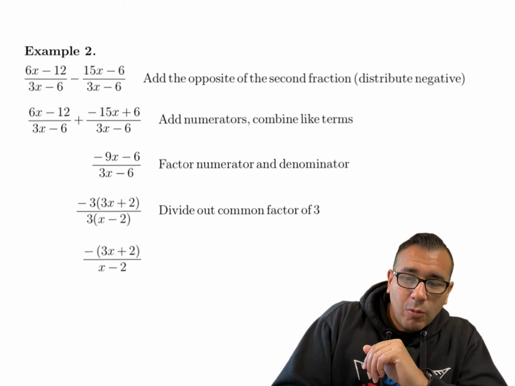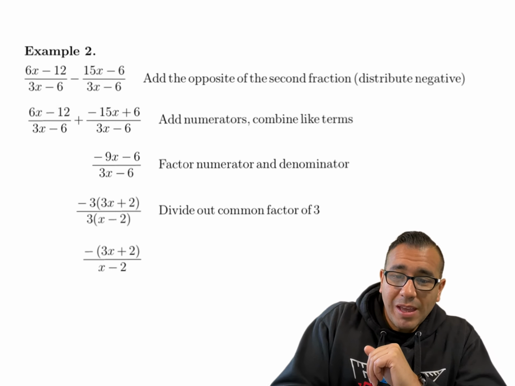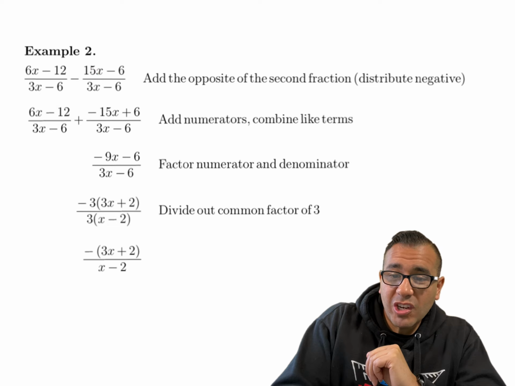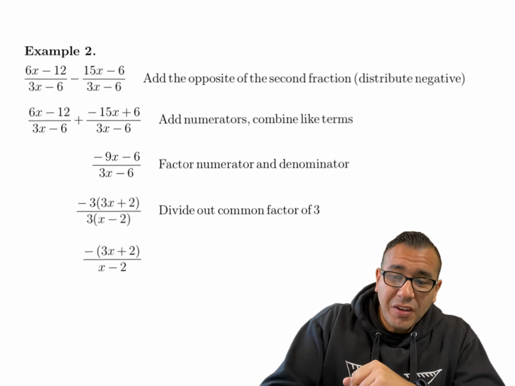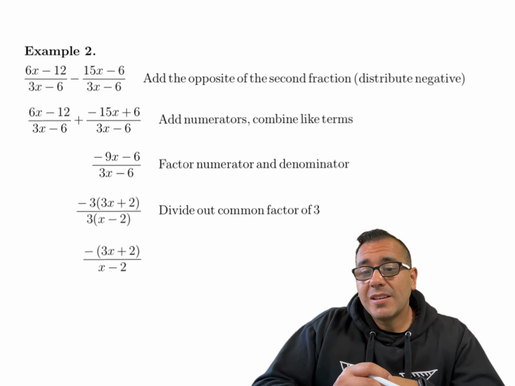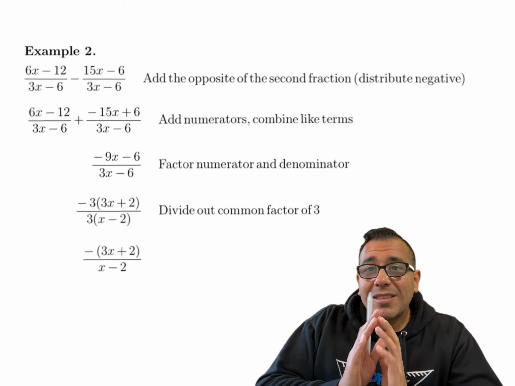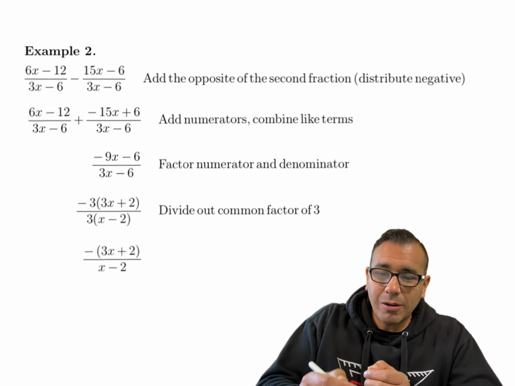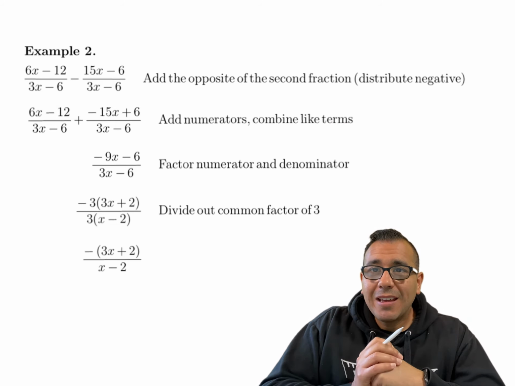So what I did is I rewrote it. We're going to distribute that negative, and when we do that, we're going to rewrite this. So that negative turns into a positive, because you're distributing it, so you're changing these signs. That's what happened there. We changed that 15 to negative 15. We changed that negative 6 to positive 6 because we distributed that negative. All right. So now we're adding. So now this becomes exactly what we did before. So let's add our numerators and combine like terms.